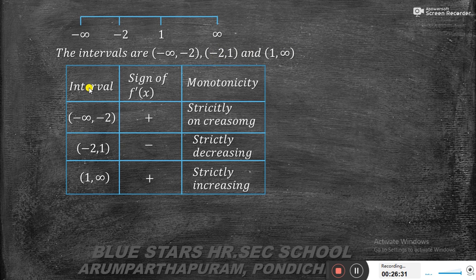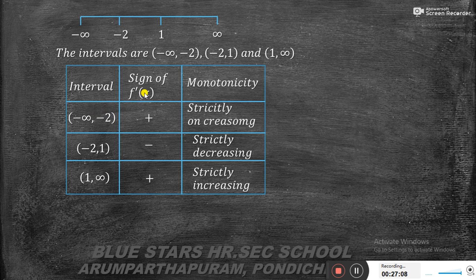So now I write all the intervals. I put the columns. This is the table for the intervals. So the first interval is minus infinity comma minus 2, second interval minus 2 comma 1, third interval 1 comma infinity. Then the sign of f dash of x, and monotonicity. So the sign of f dash of x means I substitute a value in the function f dash of x. For minus infinity to minus 2, I substitute any value in between. So suppose I take x equal to minus 3, I substitute in f dash of x.